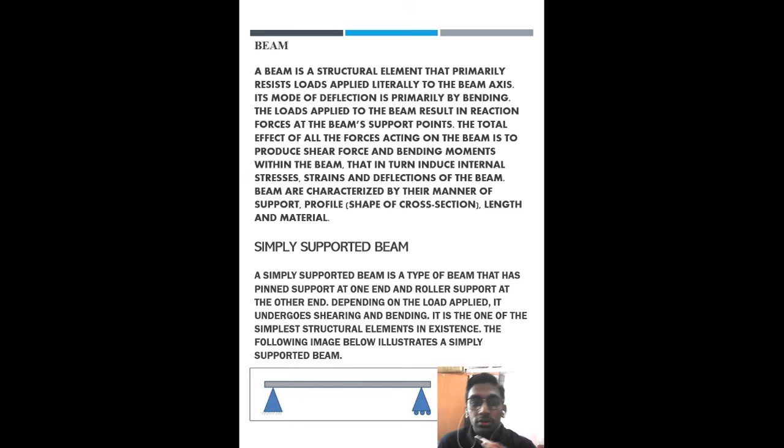Okay, next we go to the simply supported beam. A simply supported beam is a type of beam that has pin support at one end and roller support at the other end. Depending on the load applied, it undergoes shearing and bending. It is one of the simplest structural elements in existence. The following image below illustrates a simply supported beam. So we can see an example of a simply supported beam.